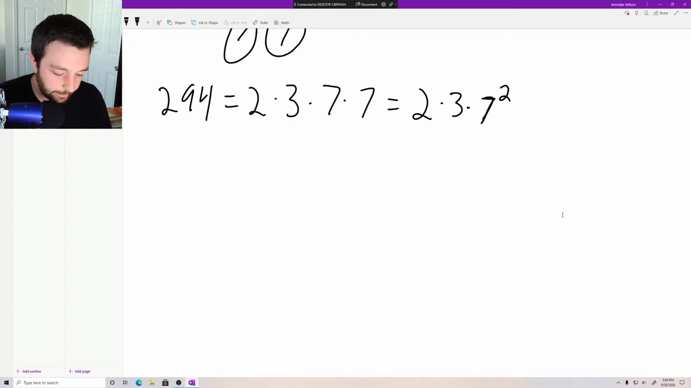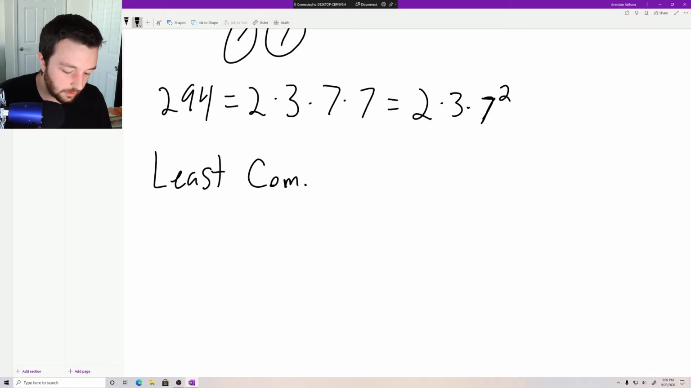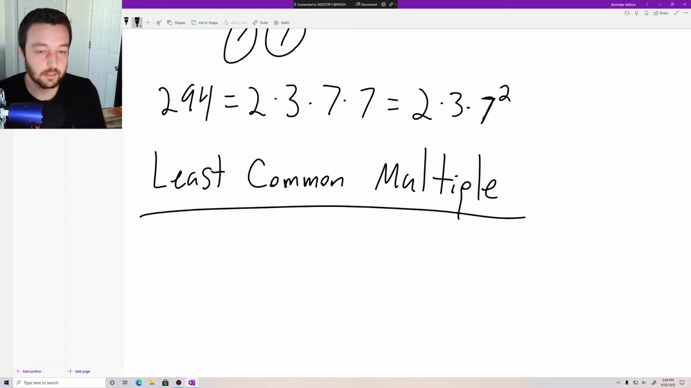So the least common multiple is going to be very important to us. The least common multiple is exactly what it sounds like, okay?